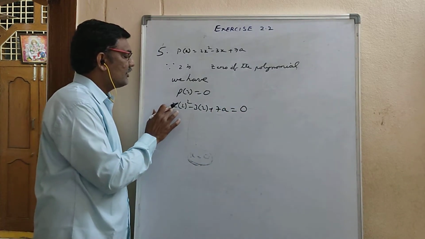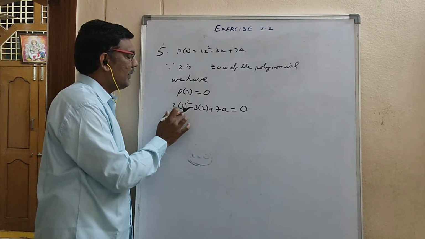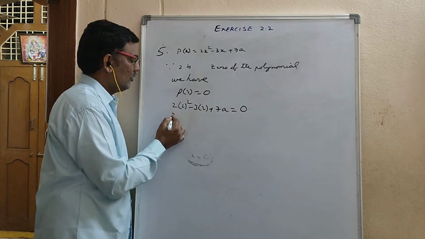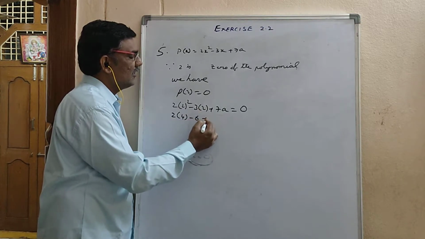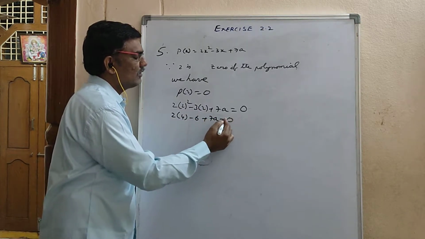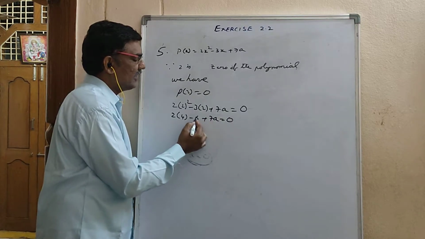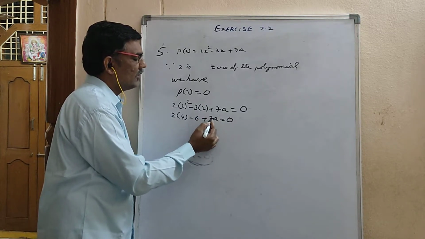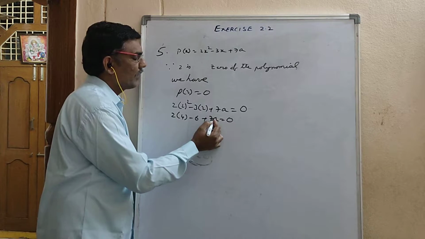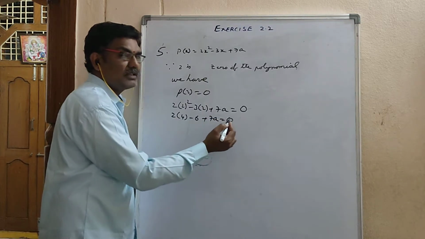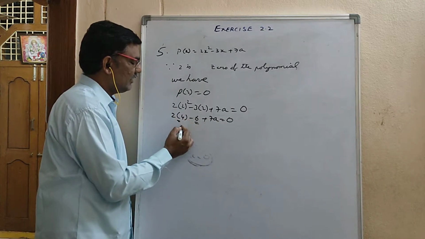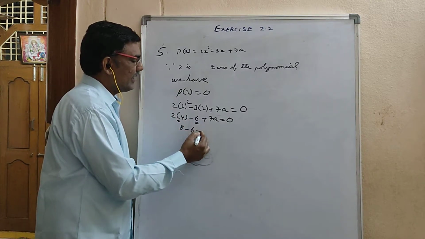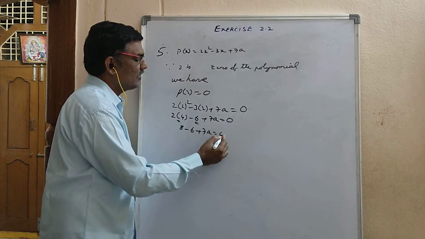Now simplification. Don't multiply the 2 first; first square the 2. 2 into 4, minus 3 2s are 6, plus 7a is equal to 0. 6 and 7a, you should not do addition of 6 plus 7; it is 7a. 7a means a plus a plus a and so on. So 6 is a number, this is also a number, 2 4s are how much? 8. 8 minus 6 plus 7a is equal to 0.